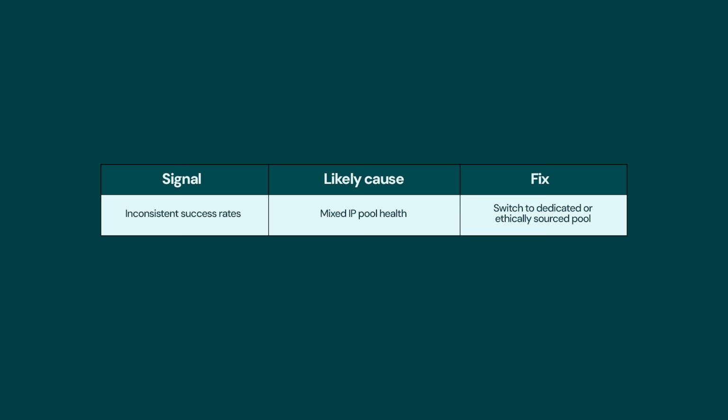And if your success rate is inconsistent instead of consistently low, you're likely dealing with mixed IP pool quality. Some IPs are clean, others are already flagged. The best thing to do here is to switch to a dedicated or verified clean proxy pool to remove that variance. Remember, rotating proxies only solve IP-level blocks. Everything else, like captchas and behavioral flags, requires a different solution. But the key is diagnosing the signal correctly before you change anything.